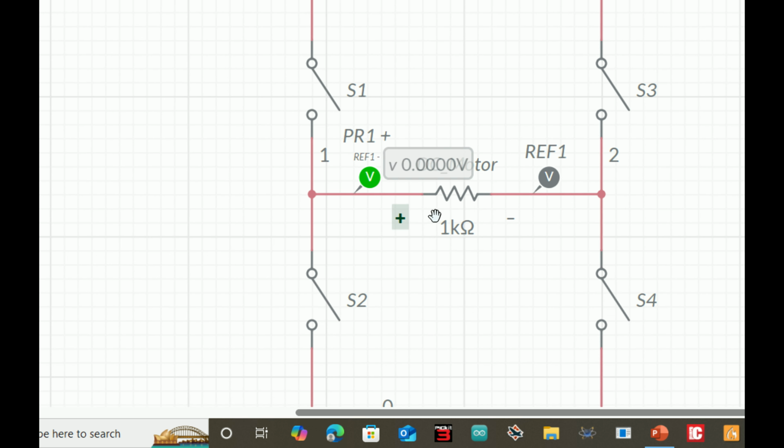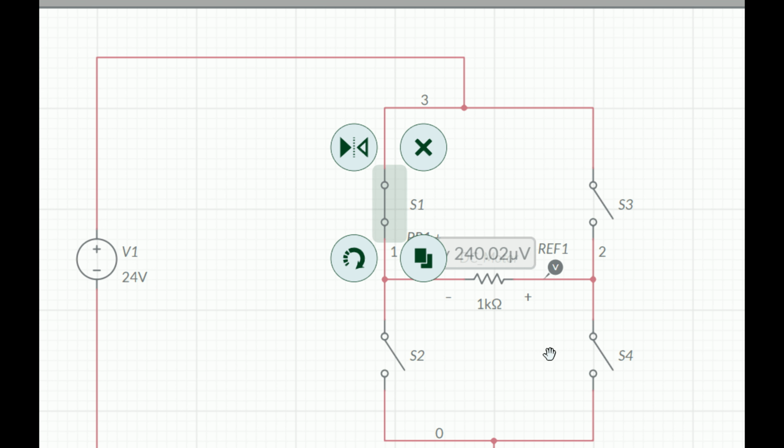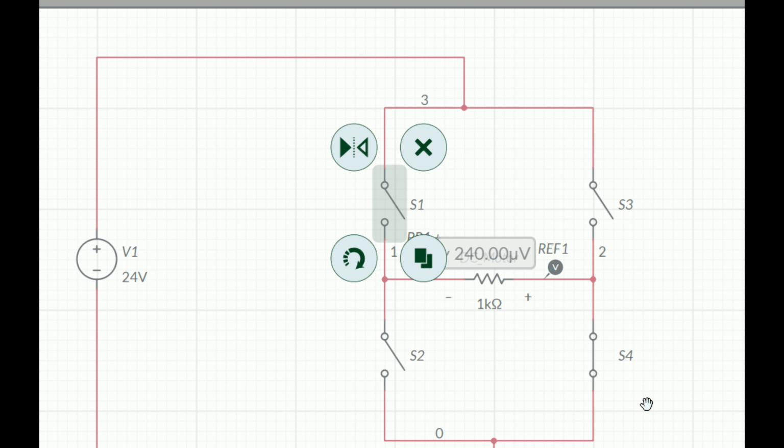Now the next question is, see, I open this terminal, the motor is stopped. Now close these two terminals, positive 24 volt. Now I open these two, I close these two. Now it's negative 24 volt. This is how you control the direction of a DC motor using simple relays or switches. This is basically an H bridge.